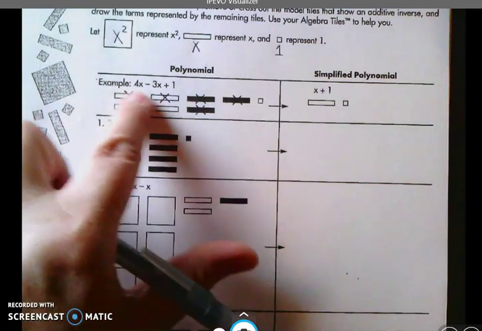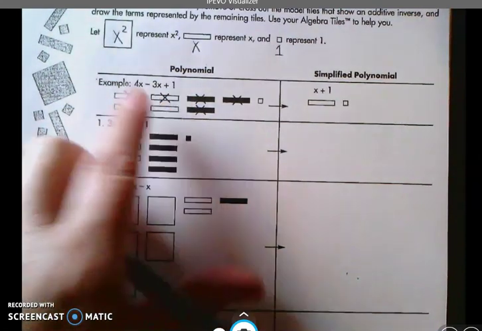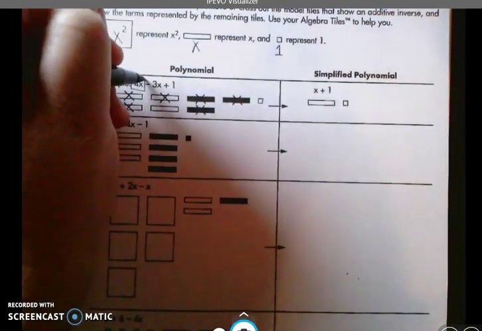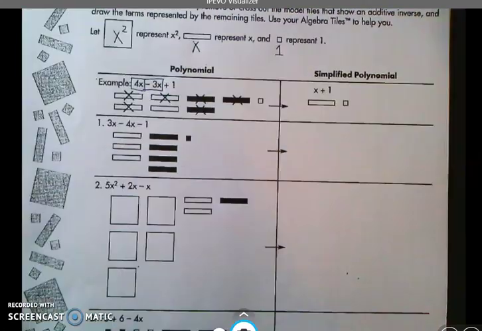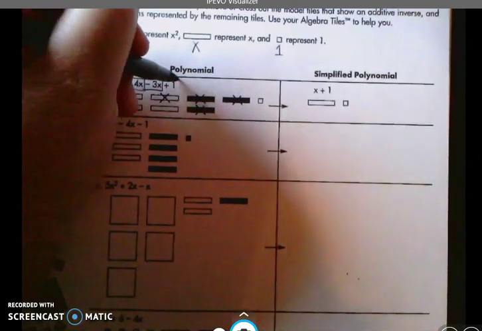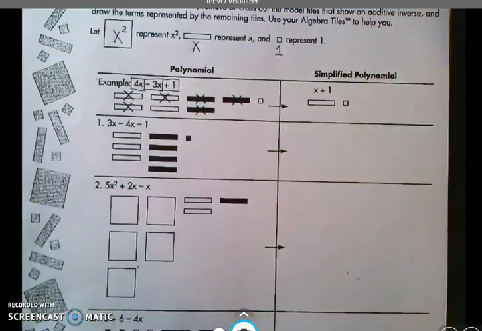So when you get an expression, you want to separate it into all the terms. So I'm going to box in 4x. I'm going to box in minus 3x, and I'm going to box in a plus 1. Now I'm going to build it.